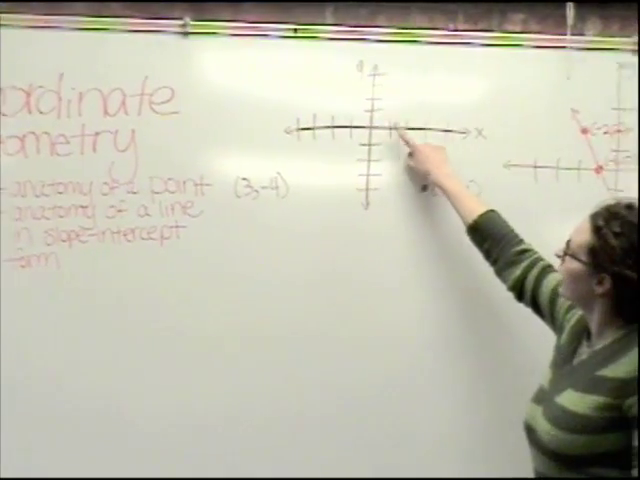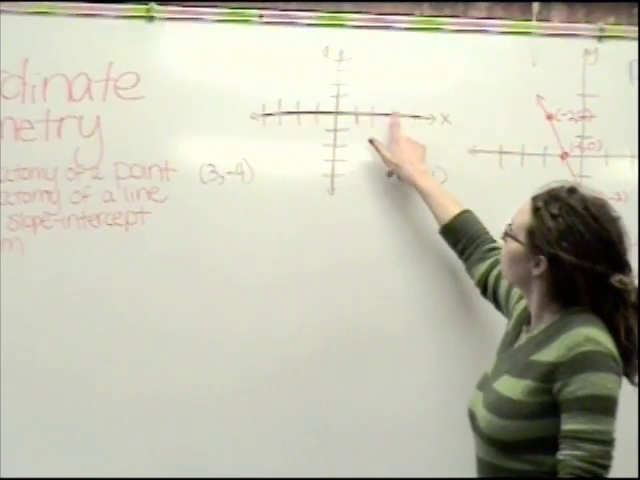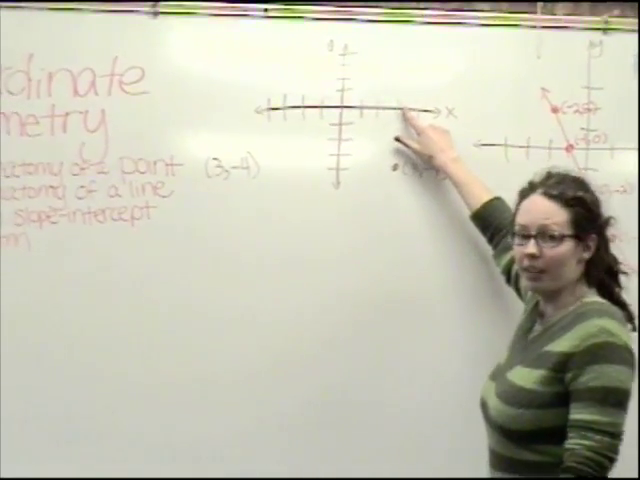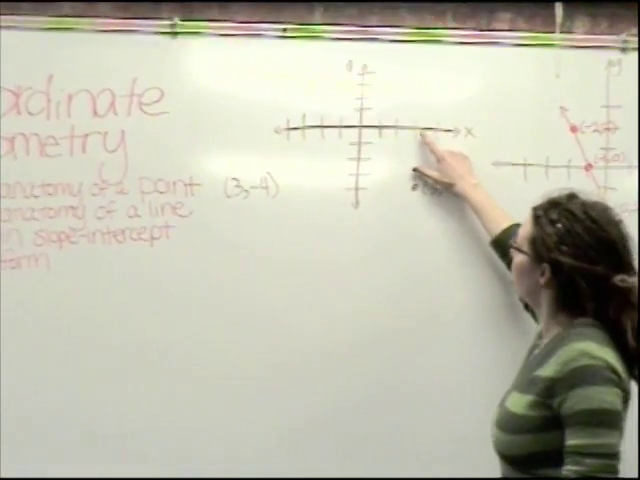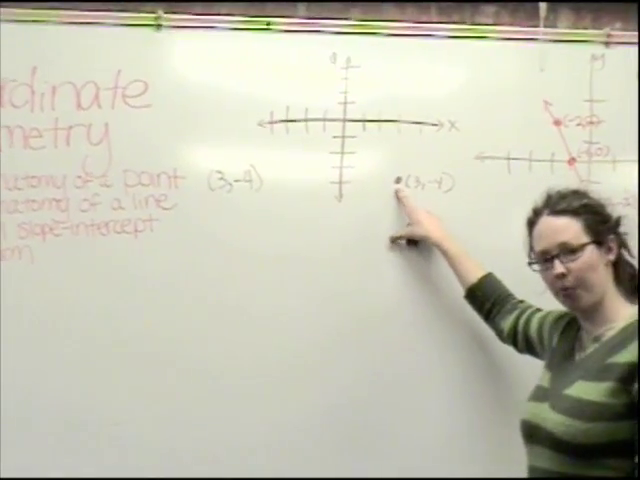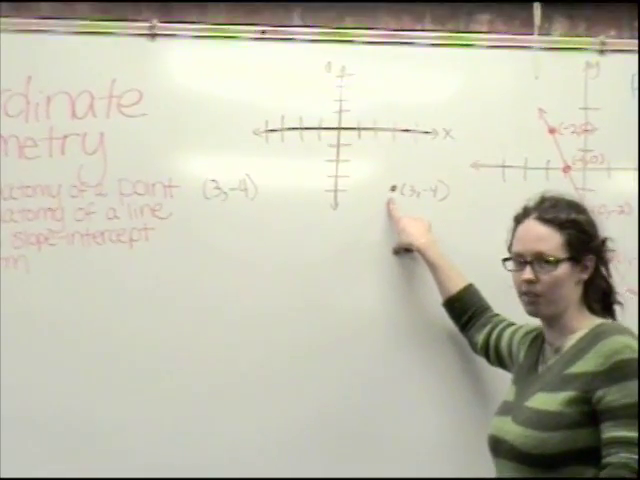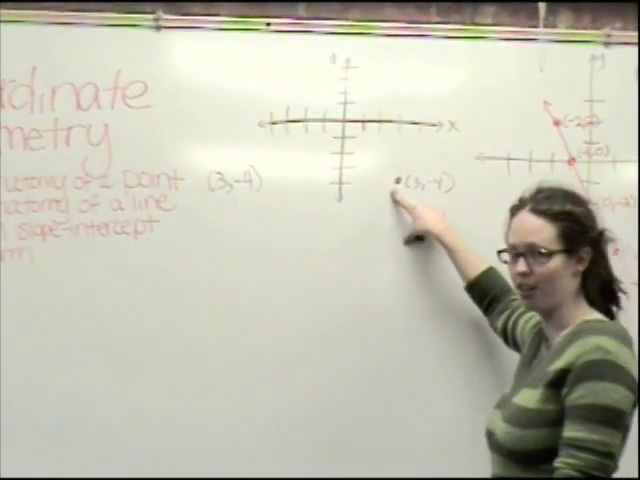So if you look here on this graph, we're looking for 1, 2, 3, and then going down 4 because it's a negative number. So 1, 2, 3, 4. And so this is our point right here, okay? So that's just very basic as far as coordinate geometry is concerned for the ACT math section, okay?